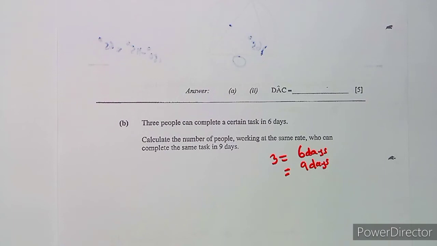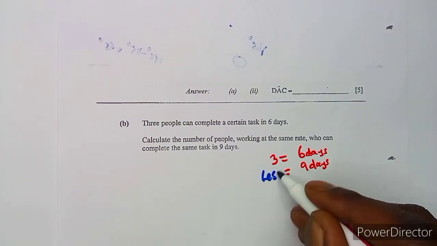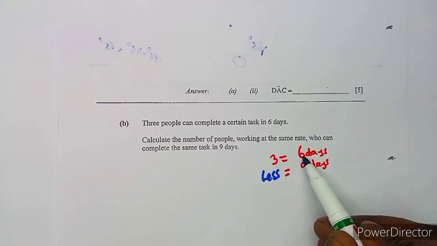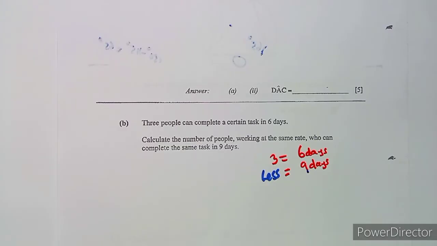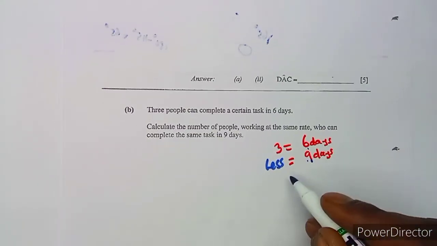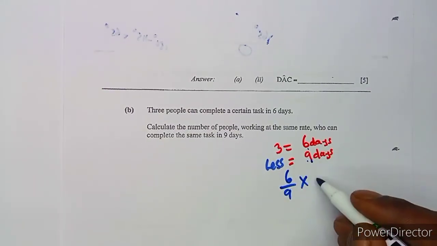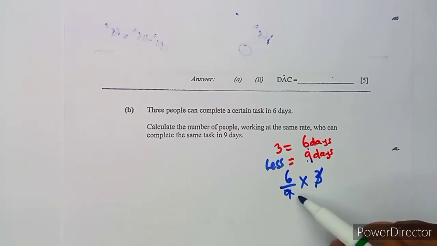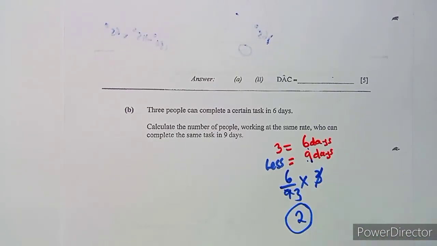This is done by fewer people, because the 3 took 6 days. What about those who can take 9 days, guys? By just looking at this, these people must be fewer, because they took more days. So it's going to be 6 over 9 times 3. Using your calculator, as you can observe, it is 2, so which means we are referring to 2 people here. These are the ones who can take 9 days if 3 people can take 6 days working at the same rate.